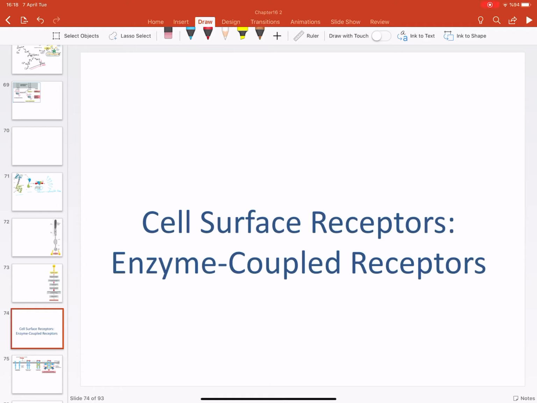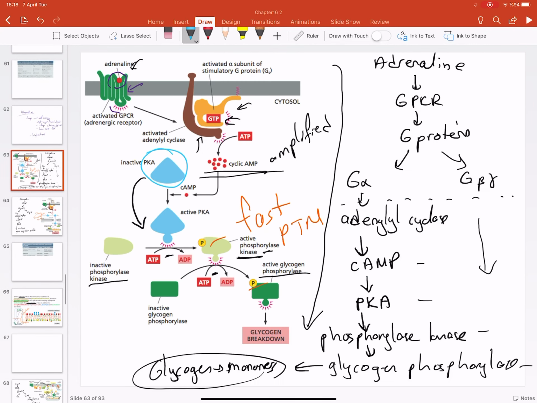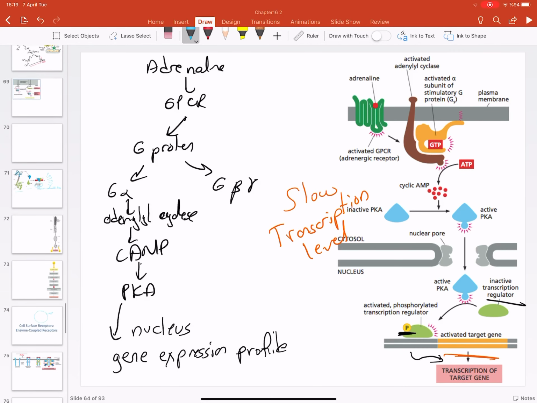Okay. The last group of receptors, the cell surface receptors that I'm going to talk about, is the enzyme-coupled receptors. Remember, the first one was the ligand-gated ion channels, the second was the GPCR, and the third one is the enzyme-coupled receptor. Here it is located also on the cell, and this time it itself is an enzyme. Because in the previous case, in the case of GPCRs, it was not an enzyme, and these first few steps are not enzymatic. It all goes through the allosteric change. But in this case, it is totally enzymatic.